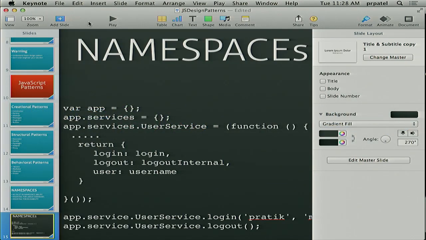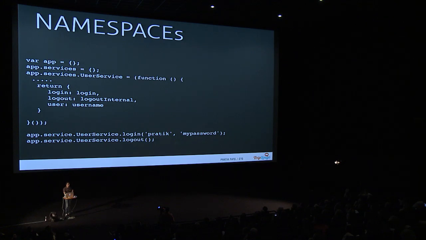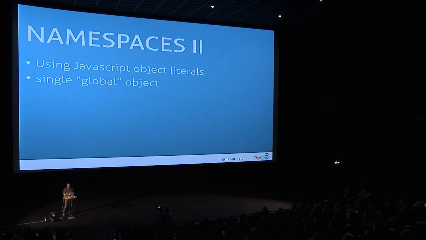Right. So again, namespaces are super simple, but unfortunately, JavaScript is missing what I consider to be a mid-level construct in the language for doing something as basic as packaging. Right. So again, we're using a JavaScript object literal to create our namespace. And one thing you have to be careful about is that this is a single global object. So it's a global object.